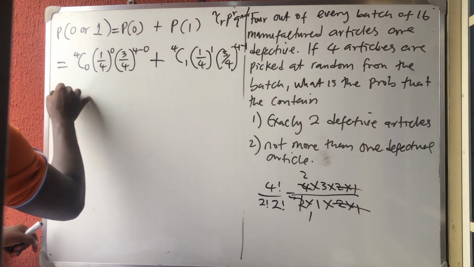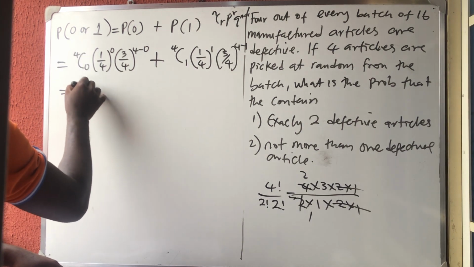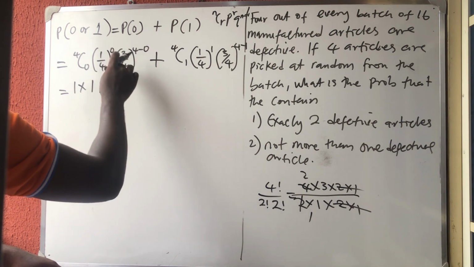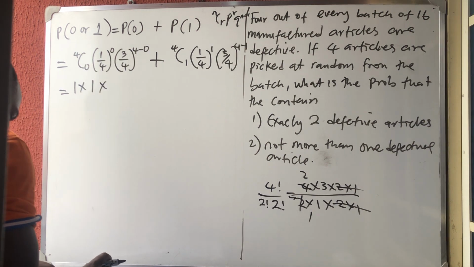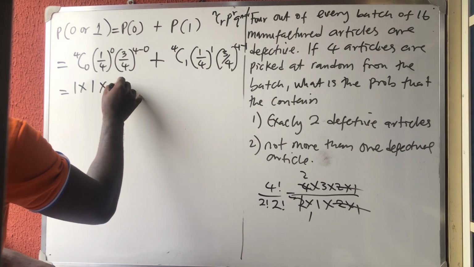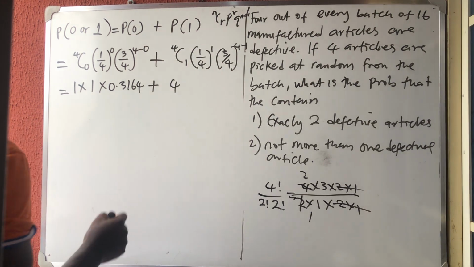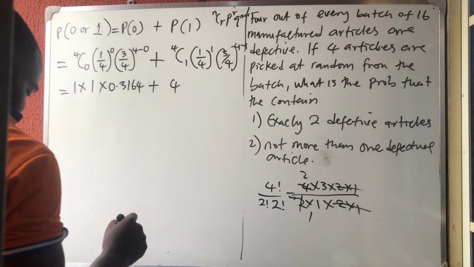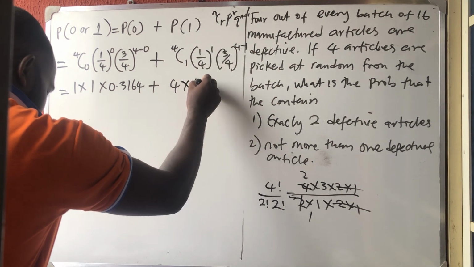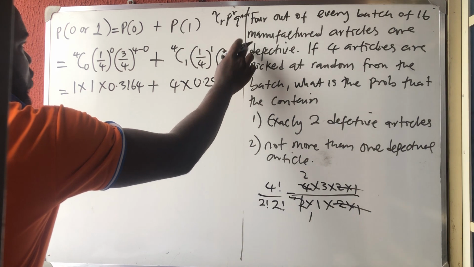So if you do everything here, this one will give me 1 times anything raised to power 0 is still 1, times 3 over 4 raised to power 4, which will give me 0.3164, plus this one. 4 combination 1 will give me 4. Press it in your calculator. Times 1 over 4 raised to power 1 will give me 0.25, times this raised to power 3. 4 minus 1 is 3.